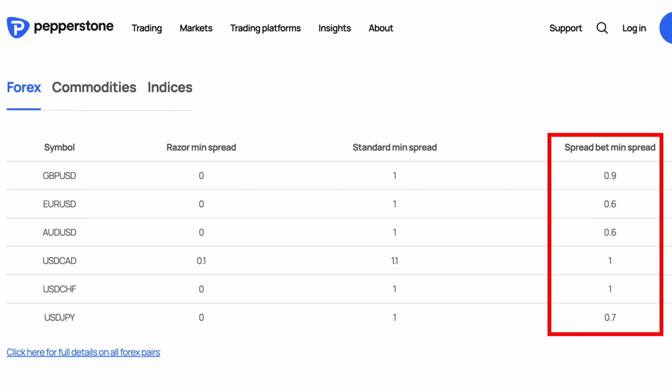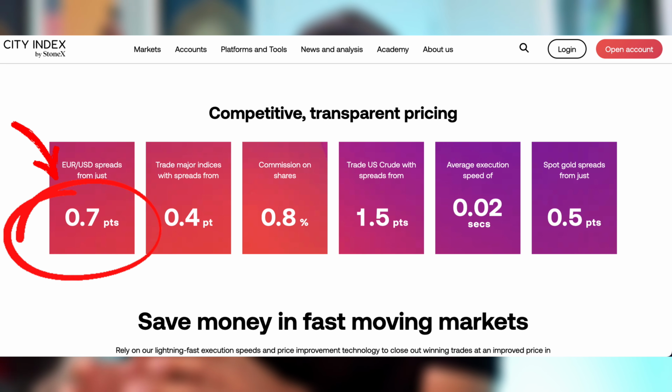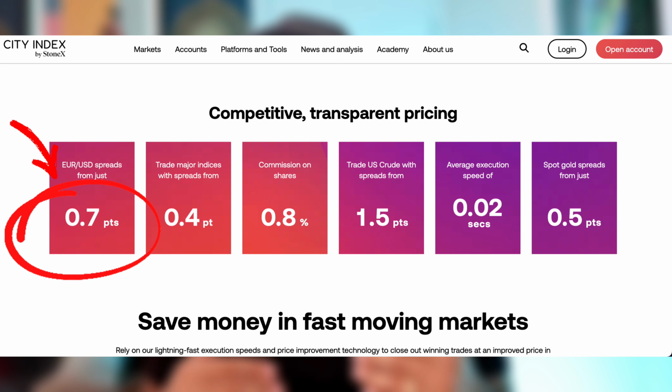If we actually look at spread betting fees and CFD trading fees, it turns out that Pepperstone is cheaper for Forex trading. They come in at 0.6 pips on their spread betting account versus City Index at 0.7 for their lowest. So it's from 0.6 and from 0.7, but these are largely indicative of the other fees that you'll be charged on Forex trading pairs.